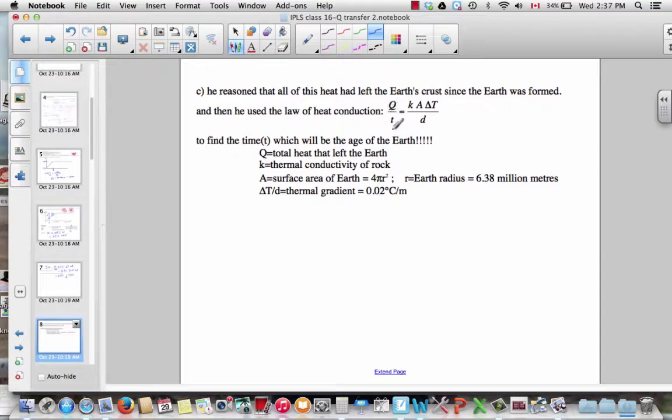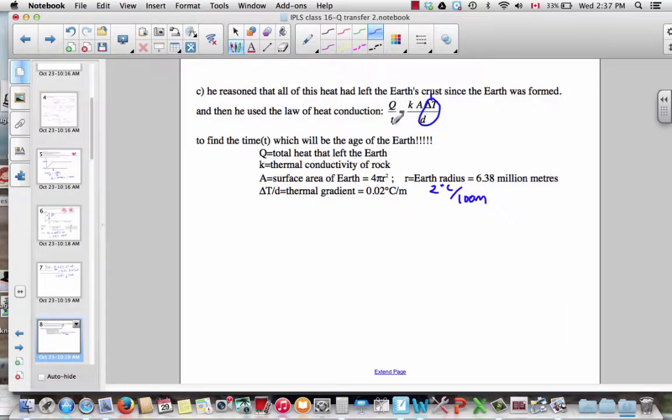Well, now we could use Fourier's law, and we could say we know how much thermal energy is left. We'll assume that rate's been constant. We know the thermal conductivity of rock. We should be able to solve for time. And this ratio right here of temperature change over distance is just that thermal gradient that they found from coal mines, that for every 100 meters, it went up about 2 degrees centigrade.